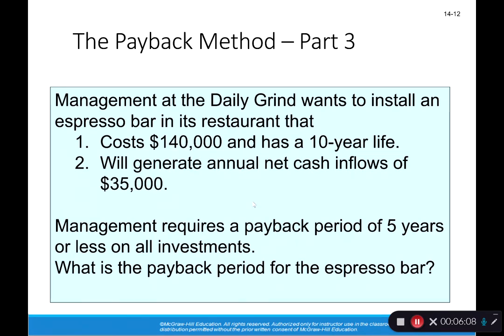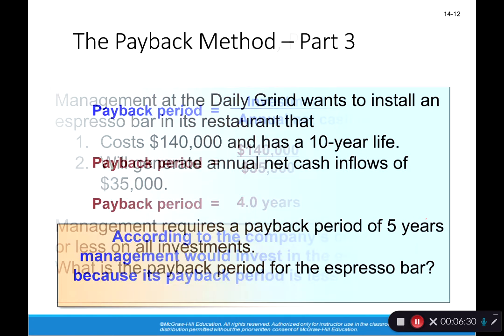What's the payback period for the espresso bar? So all we're going to have to do is take the initial investment of $140,000 divided by $35,000, and that'll get us our payback period. So 140 divided by 35 gives me 4, and because it's less than the required 5 years, we would move forward with investigating this investment in more detail.